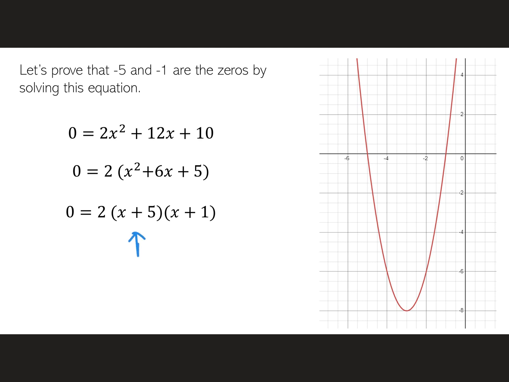What value of x would make that 0? Or you could even ask, what's the opposite of +5? -5. What's the opposite of +1? -1. So my solutions are -5 and -1. Haha! I just proved it by solving the equation. Sometimes you're going to be given an equation and not a graph, and you will have to do this to find the x-intercepts or the zeros.